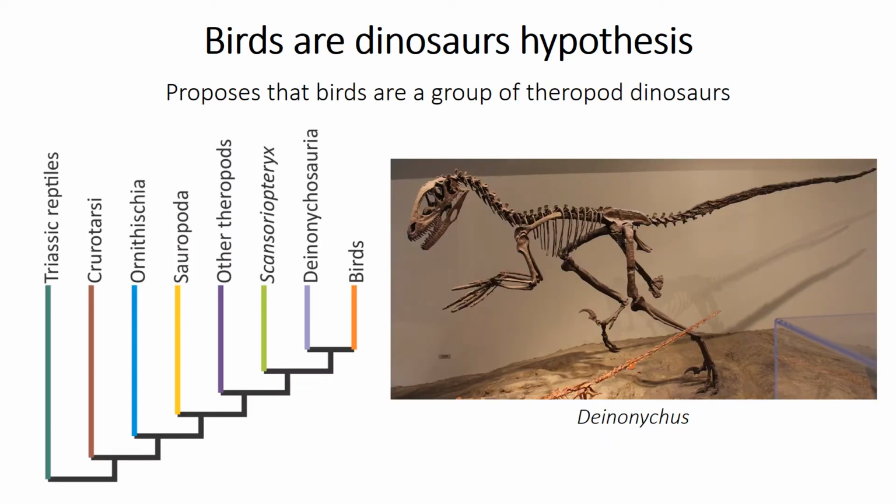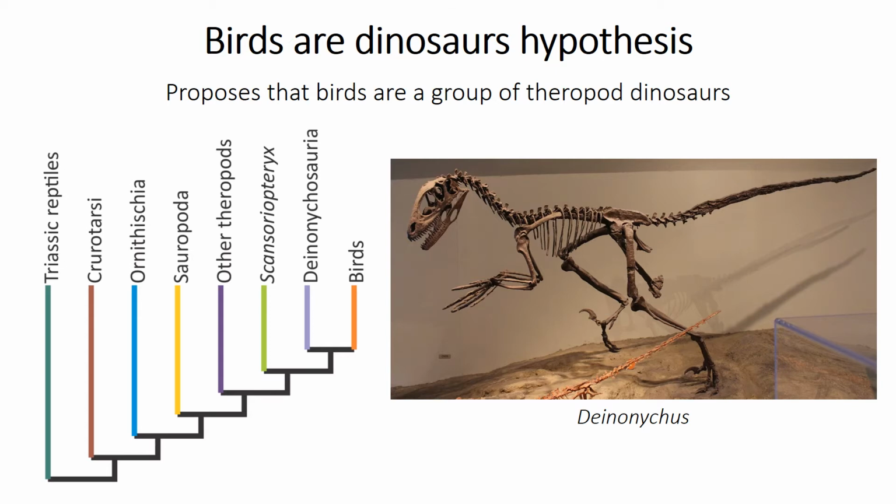So the other hypothesis proposes that birds are a group of theropod dinosaurs. This is sometimes phrased that birds evolved from theropod dinosaurs, but it's most accurate to say that birds and other theropods share a common ancestor. So we can represent this hypothesis with this phylogenetic tree on the left here, where birds and Archosauria are each other's closest relatives, and those two shared a common ancestor with Scansoriopteryx, and the group that includes those three is most closely related to other theropod dinosaurs, and so forth.